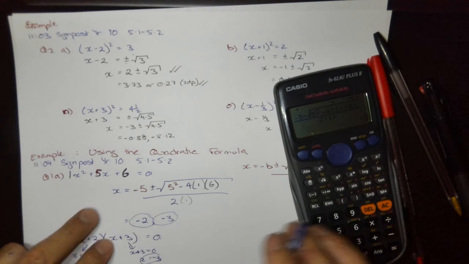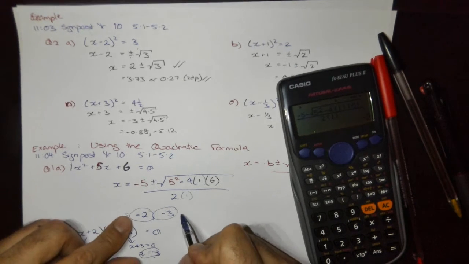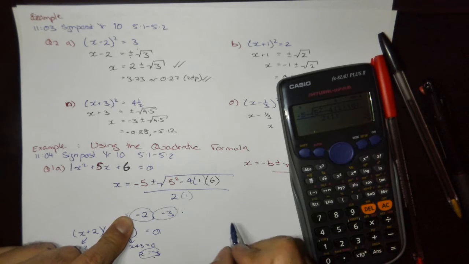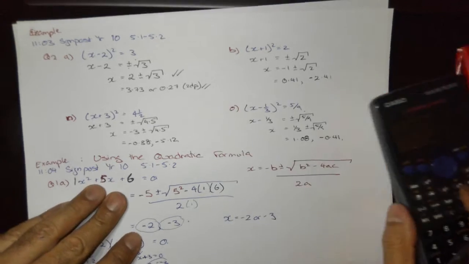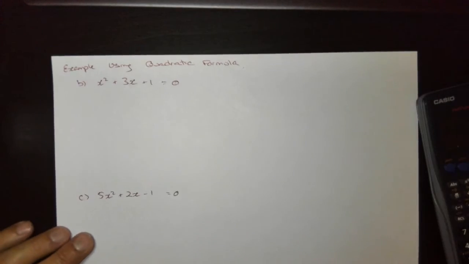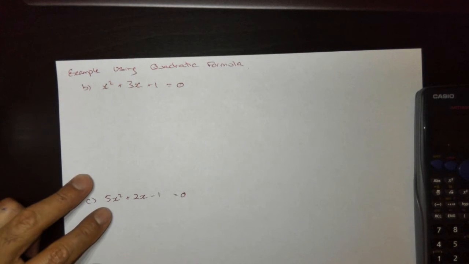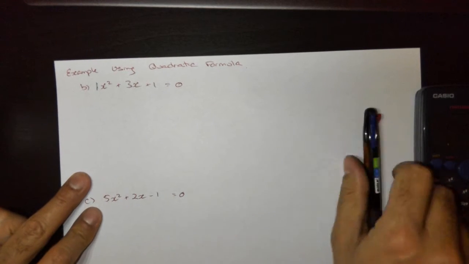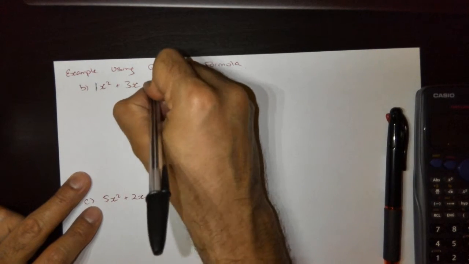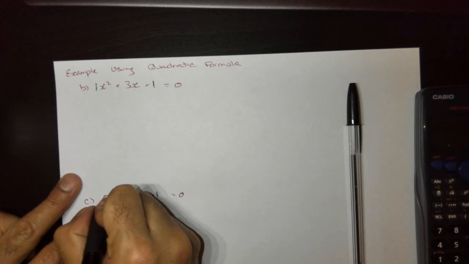Okay, so if we can't factorize it, we can use the quadratic formula to find the solutions. So x equals minus 2 or minus 3. Okay, we'll use some more of the quadratic formula. So once again, there's my a of 1, there's my c. Alright, I'm going to do both examples at the same time.